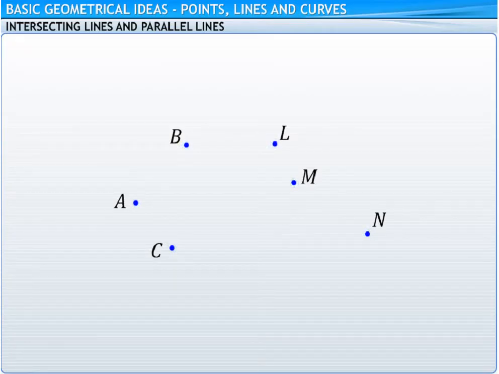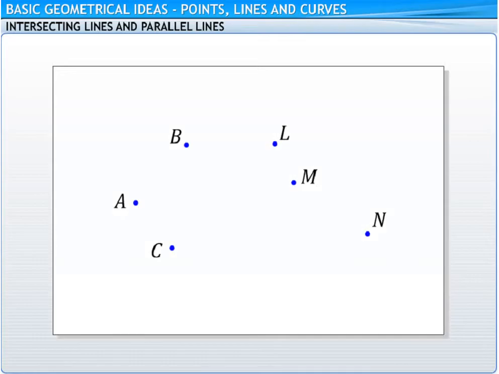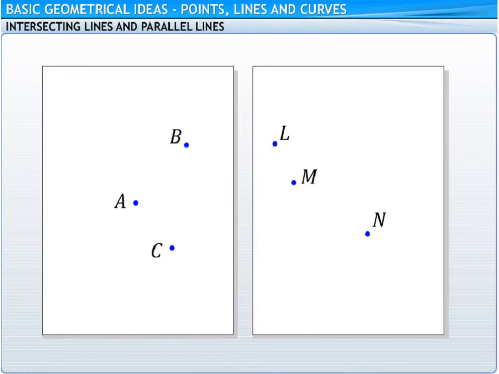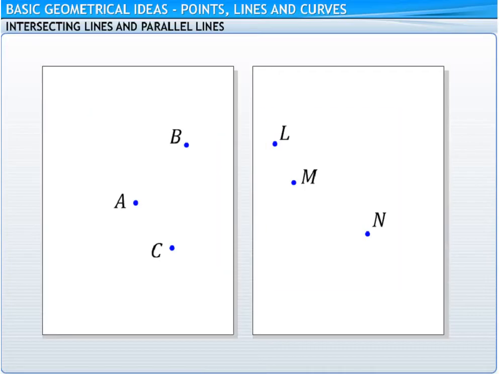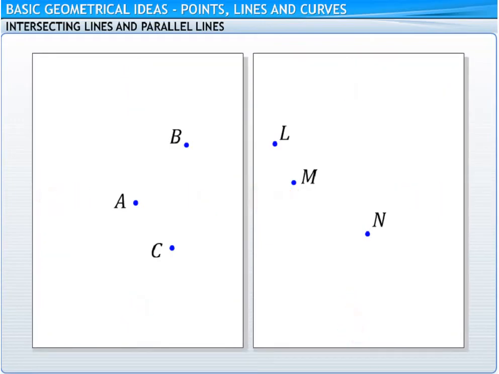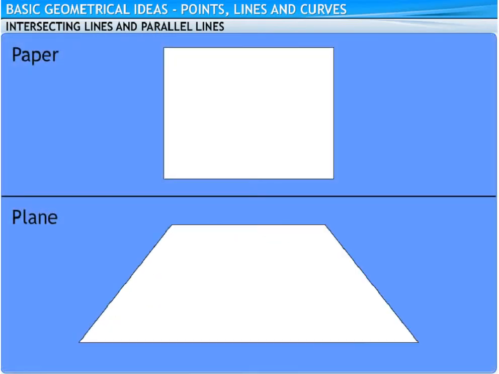Now, here are some points. Imagine that these points are marked on a sheet of paper. Let's cut the sheet into two. Now, some points lie on one sheet and some on the other. Next, imagine that these two sheets extend forever on all sides. What we now have is a plane.